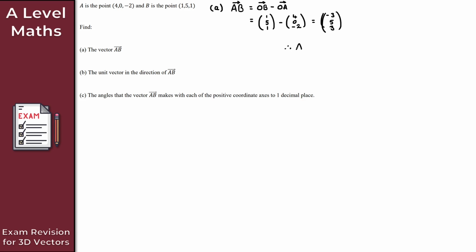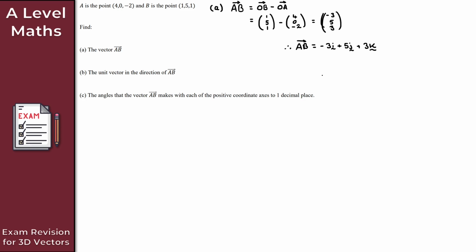And you might prefer to express this here then as follows. So this is minus 3i plus 5j plus 3k. Okay, either's fine here, but just so you're aware then, we can present this in either form. So that's the solution to part A.